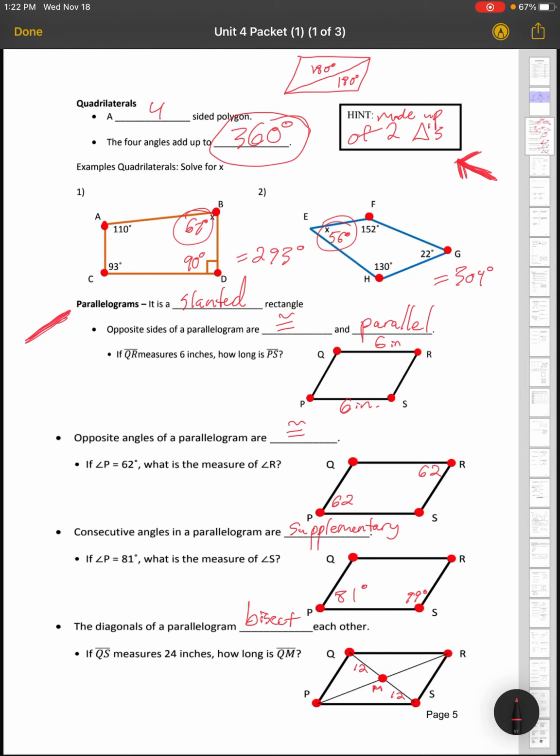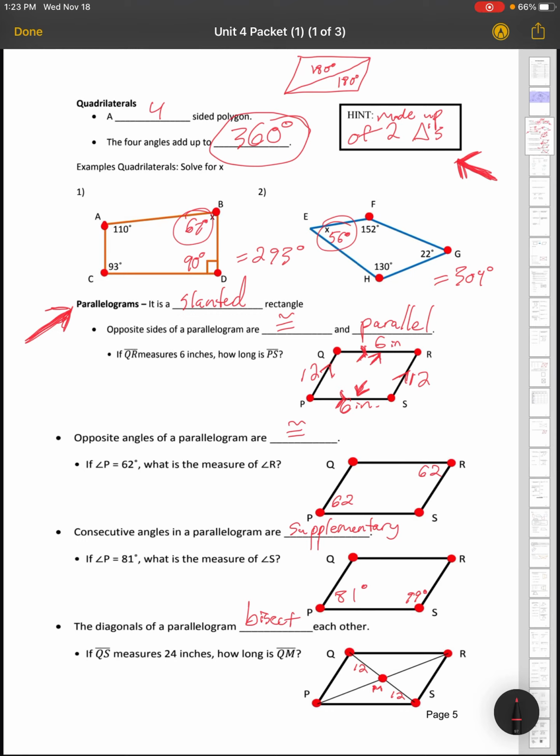So let's look at some specific quadrilaterals. A parallelogram, which we have talked about. A parallelogram has opposite sides that are congruent and also parallel. So if QR, this side here, was 6 inches, then the other side was 6 inches. If this was 12, this would be 12. Opposite sides are congruent. They are also parallel, meaning if they continued on forever, they would never cross each other. So opposite sides parallel, opposite sides congruent.